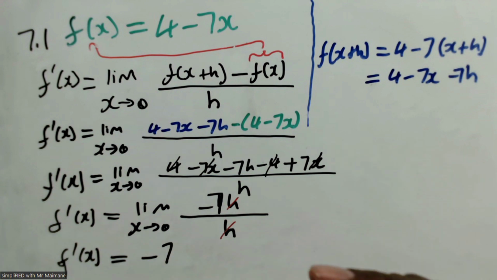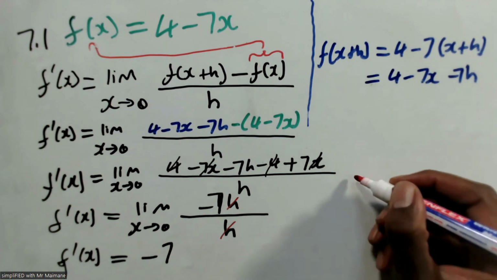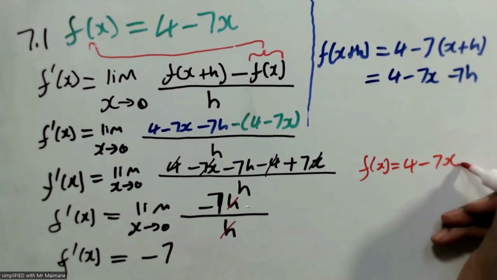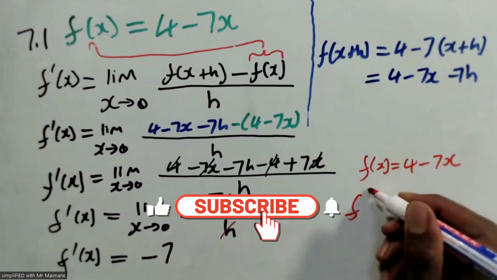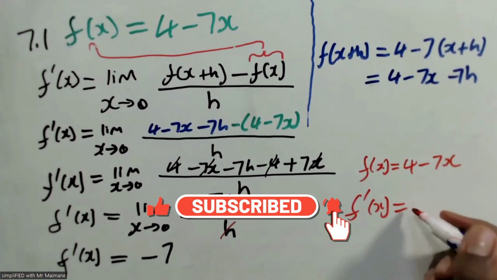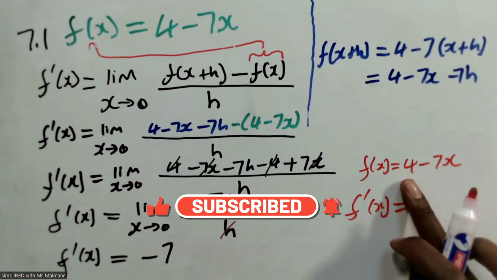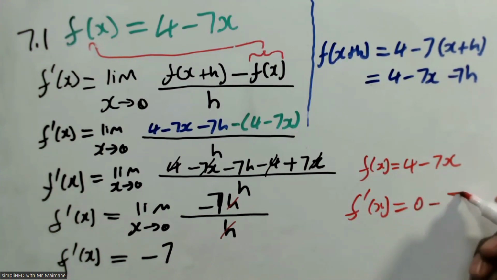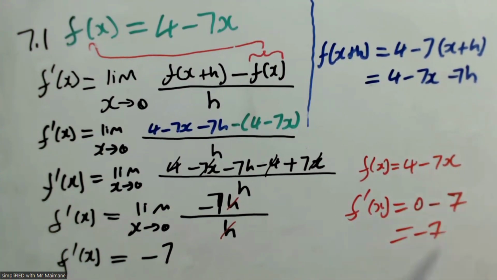But without using the first principle, we all know that from having f of x is equal to 4 minus 7x, we could have gone straight and said f prime x is equal to the differential of a constant number, which is just 4, is going to be 0, minus 7x is just going to be minus 7. Therefore, this was just going to be minus 7.